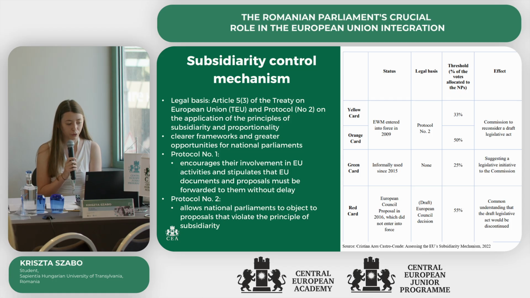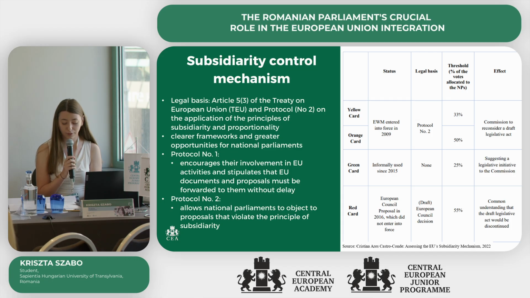There are two key protocols. Protocol number 1 emphasized the role of national parliaments, requiring that EU documents and proposals be forwarded to them without delay, so they can review them before the Council of the European Union makes a decision. And Protocol number 2 makes sure that the European Commission takes into account regional and local factors in its legislative proposals and explains how the principle of subsidiarity is respected.